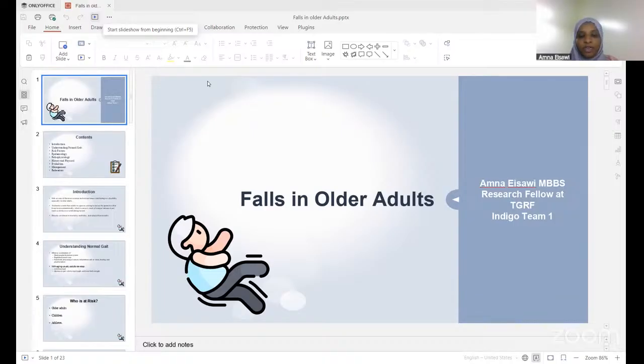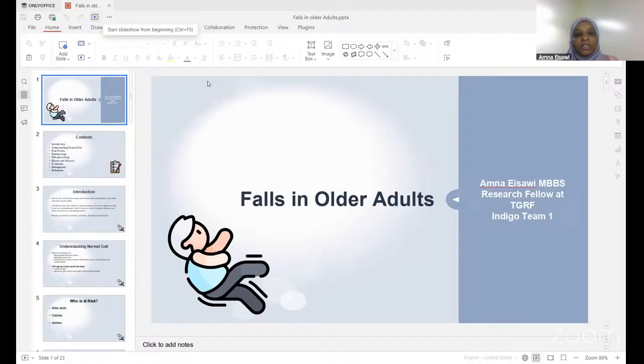Now, with aging, adults usually develop a wide-based gait and a decrease in gait velocity and step length. So they usually tend to take shorter steps, and the lower limb strength also decreases with age. And we'll talk about the pathophysiology of why all of these happen in older adults.